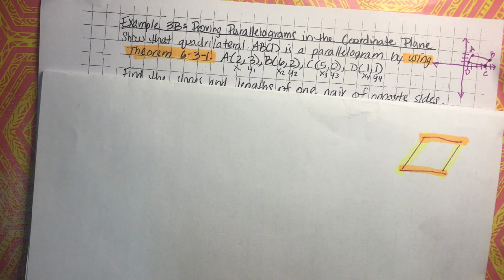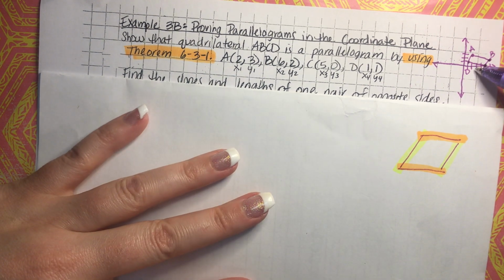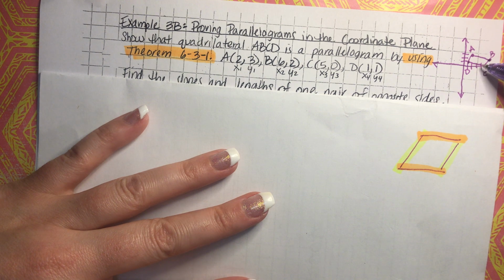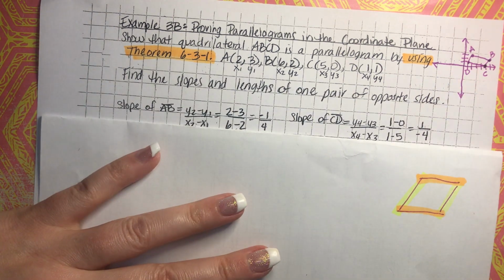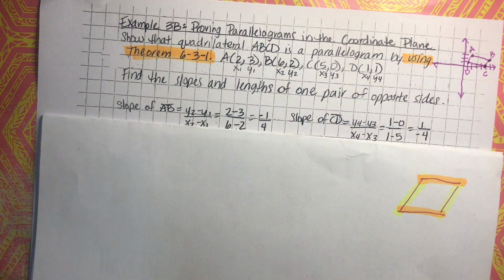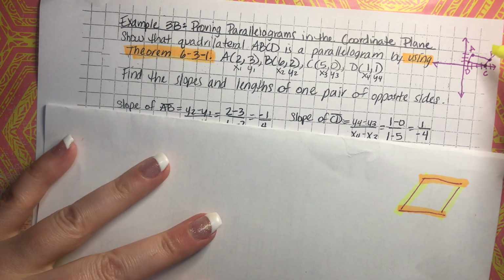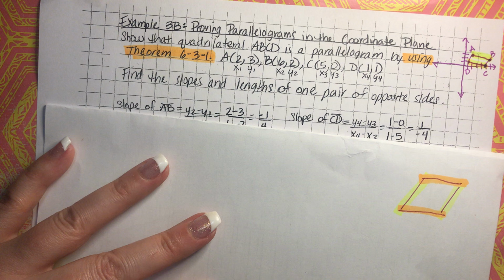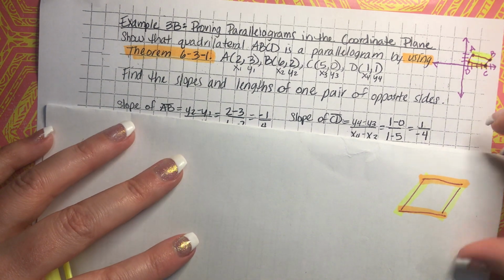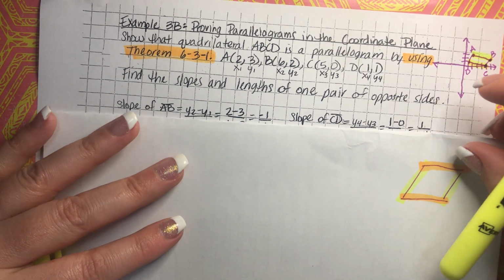So it really doesn't matter if we want to figure out the distance of this one and if they're parallel or this one. We just need to pick one, okay? So let's go with AB and CD. We're going to pick these two sides, and we're going to try to show that they're the same distance and that they have the same slope. So let's first go for the slope.